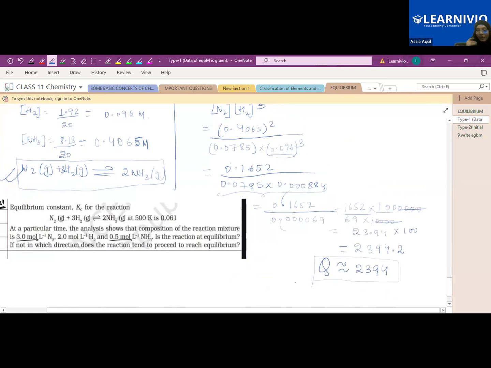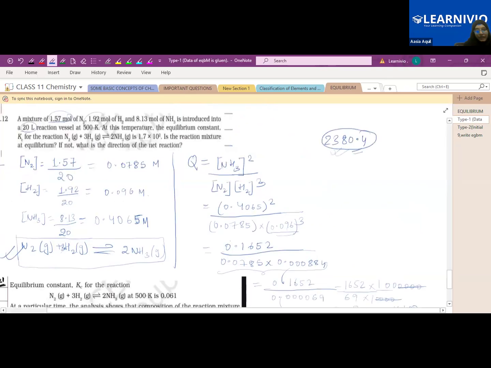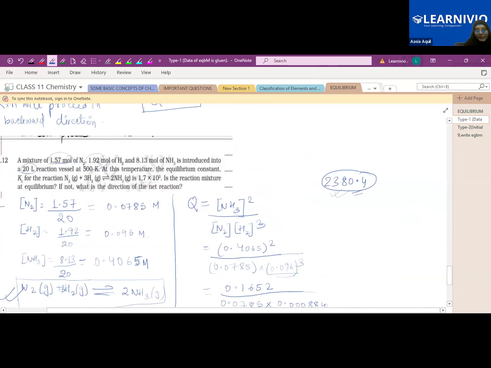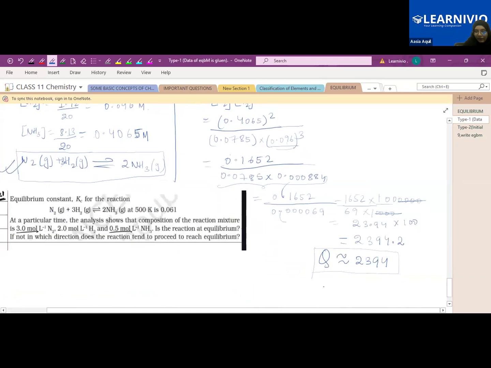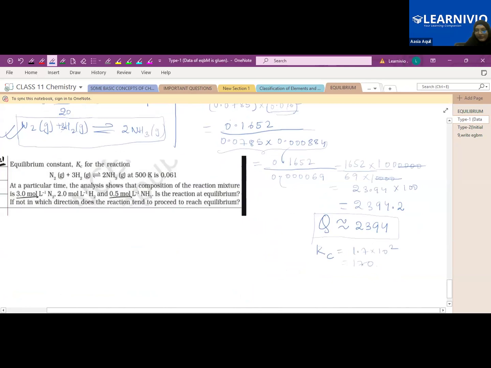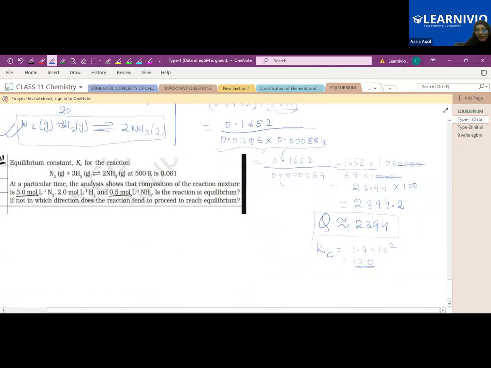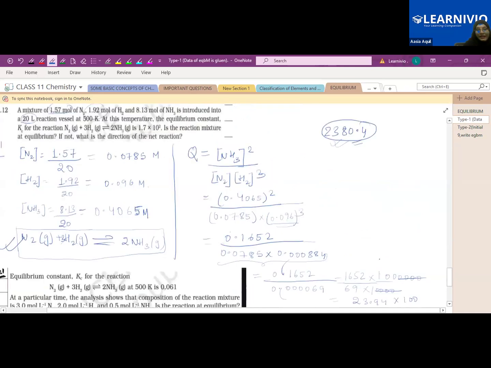This is the value of Q. Now compare the value of Q with K. What was the value of K given in the question? It is 1.7 into 10 raised to the power 2, which means 170. Now just compare: 170 is less than 2394. So here Q is greater than K. Q is greater than K means this reaction is not at equilibrium.